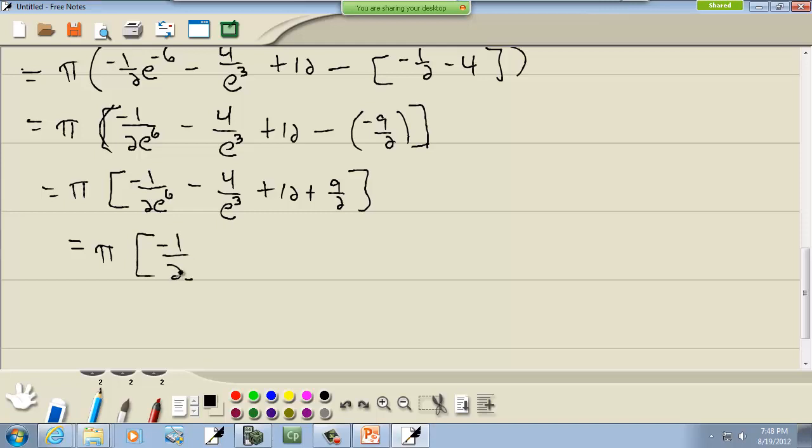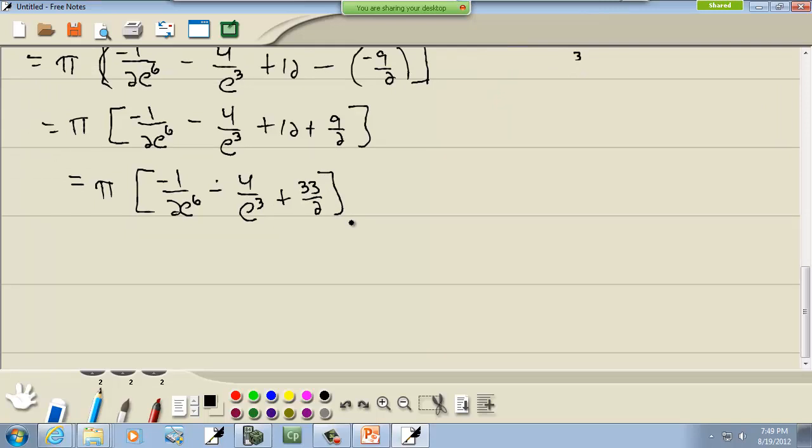This is negative 1 over 2e to the 6 minus 4e to the third. That's 12 times 2 is 24, plus 9, 33. I doubt they want us to get a common denominator here.